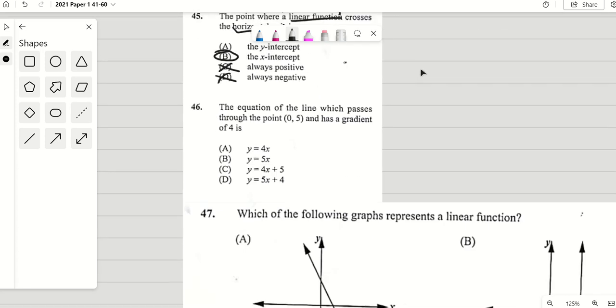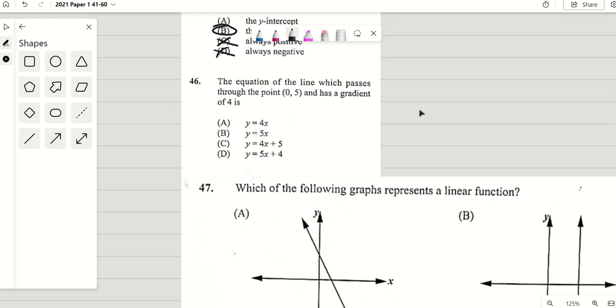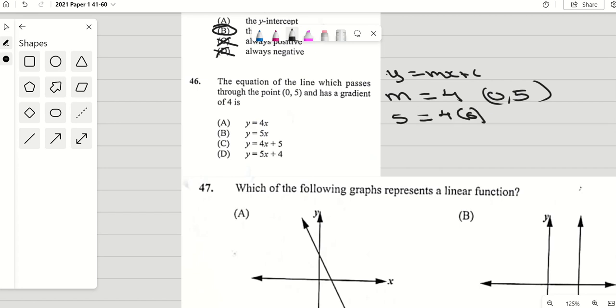All right, let's look at number 46. The equation of a line which passes through the point (0, 5) and has a gradient of 4. We know that if they're asking you for the equation of a line, that's y equals mx plus c, right? We have to find out what is c, right? They told you that your gradient, which is m, is equal to 4. You're using (0, 5), so that's x and y, right? y is 5, so 5 is equal to 4, which is your m, times 0 plus c.